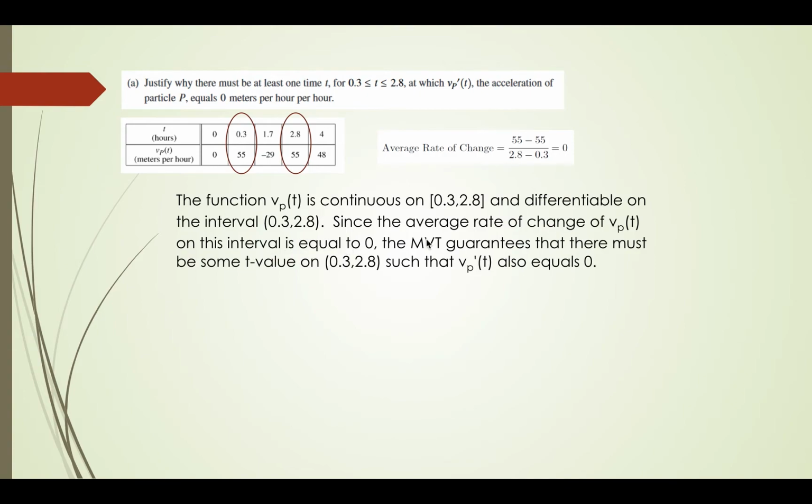And therefore, the MVT, which is short for mean value theorem, guarantees that there must be some t value in between here, such that v sub p prime of t also equals 0. And that's it. We've used the theorem appropriately here. We've shown that this is true. You don't actually have to name the mean value theorem, but it helps a lot. So I would recommend that you do that. And that's all we've got here on part A.